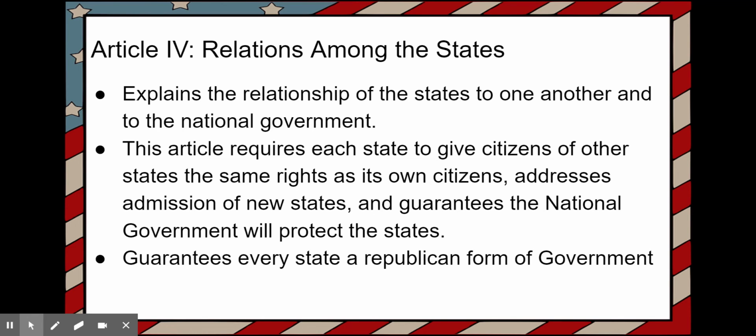All right? So this article requires each state to give citizens of other states the same rights as its own. It addresses the admission of new states and guarantees the national government will protect the states. So when it says this article requires each state to give citizens of other states the same rights, that means that if you go into another state, you get to have the same rights as the citizens of that state. So if you go to Arkansas or another state, you get those rights in that state. However, you still have to follow their laws. They may have different laws than we have in Oklahoma.